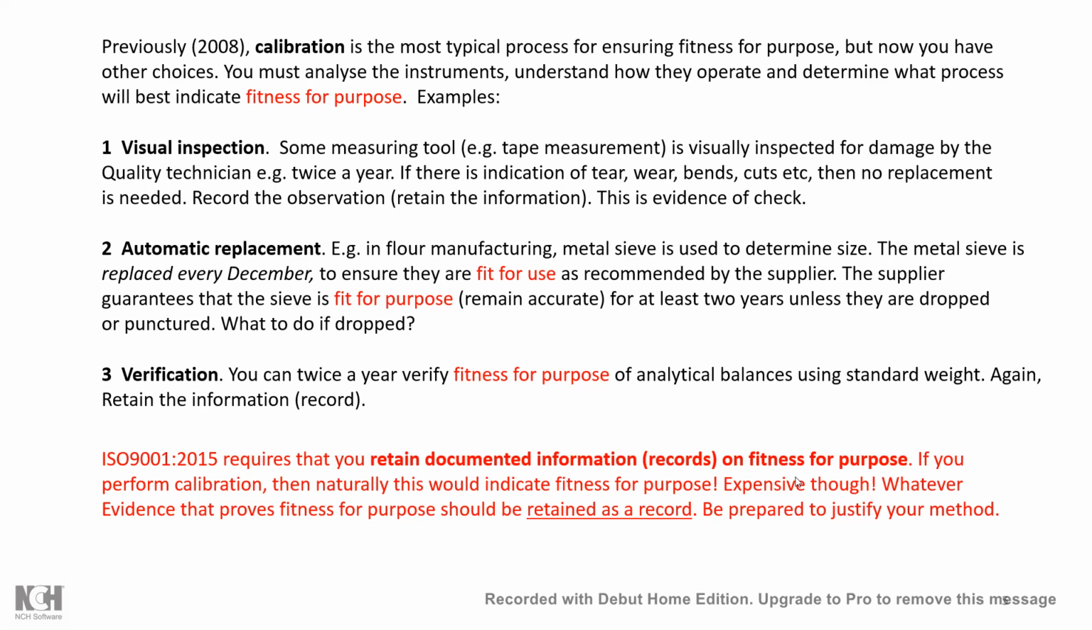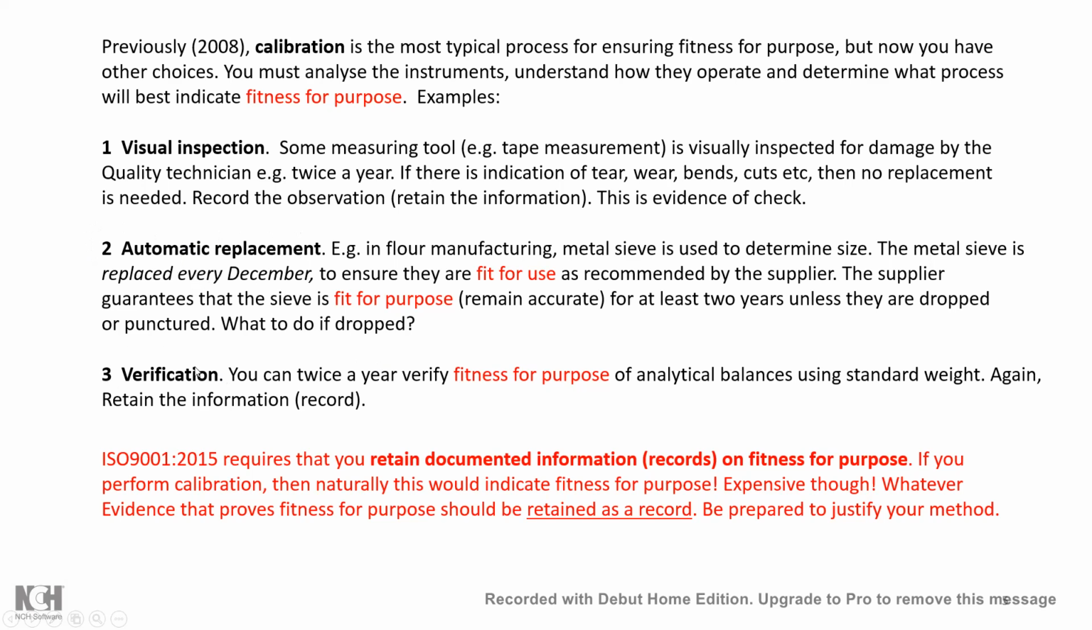However, certain other instruments, like a metal sieve used in flour manufacturing, determine the size of the flour. So the suppliers in this case give some kind of guarantee that the sieve is fit for purpose, or remains accurate, if you replace it every December, for at least 2 years. So you do as recommended by the supplier, unless they are dropped. Sometimes your technician accidentally drops the metal sieve, so they can't be certain. So you have to do something. You have to verify again. Okay, so number 2 is about automatic replacement.